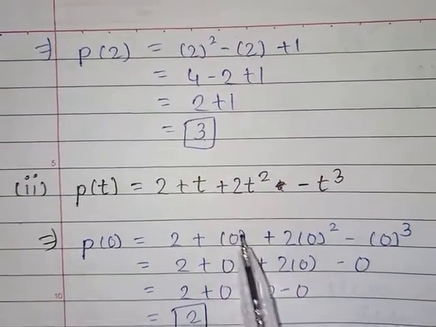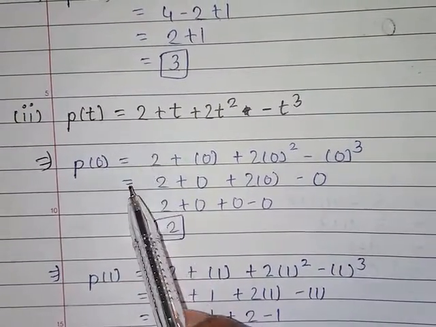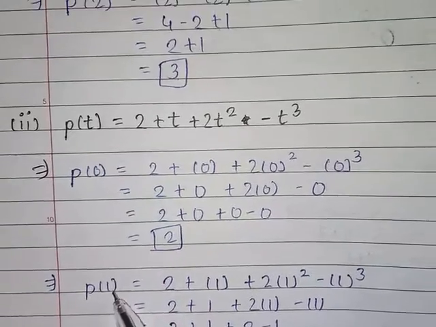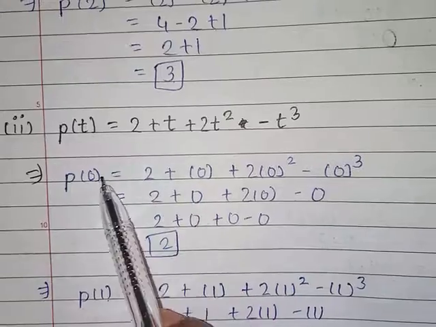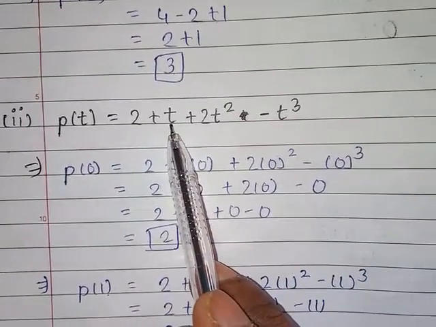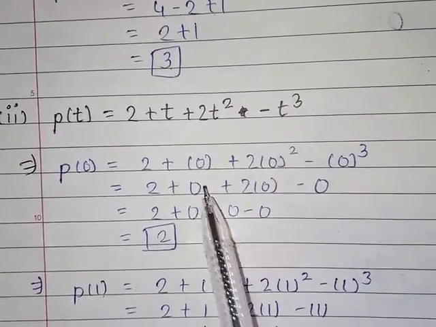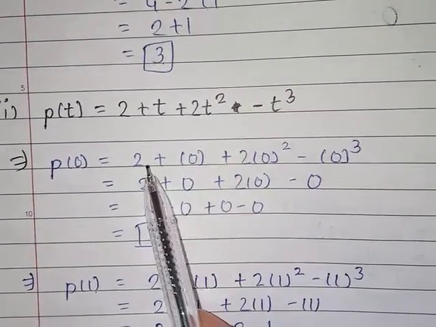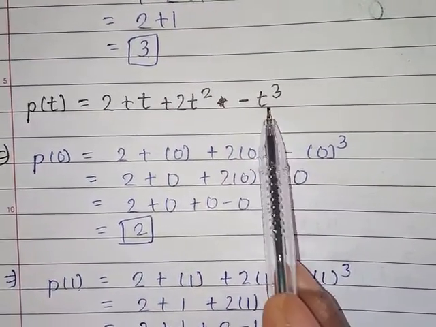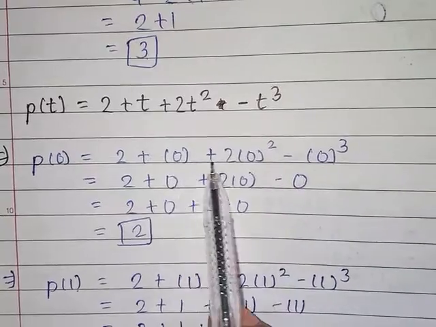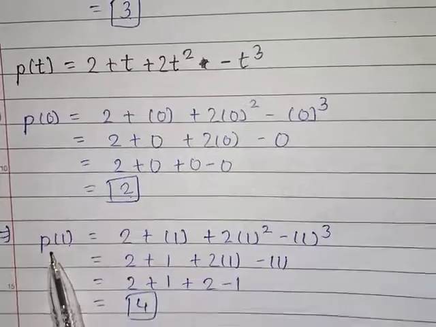Is it? Now let's check p of t. Here also p of t is given, where we have to find the values of p of 0, p of 1 and p of 2. Is it? So p of 0. P of 0 means in place of t, you have to write 0 here. If you place 0 there, what will you get? 2. T is 0, so this will also be 0. And this t cube will also become 0. This entire expression will become 0. What is left with? 2.